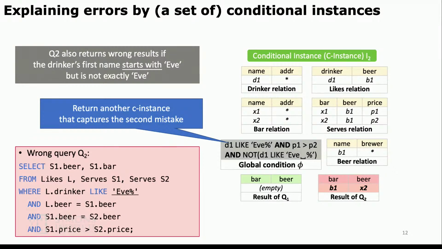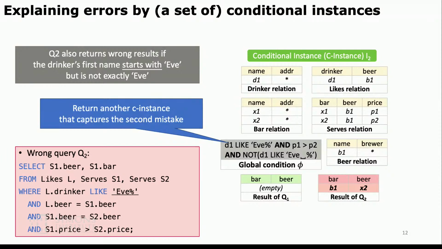And then, not just one instance, we want to return a set of conditional instances. This is another conditional instance showing that if you return a name that starts with Eve but is not exactly Eve, then your query will also go wrong if you have a database instance like that.